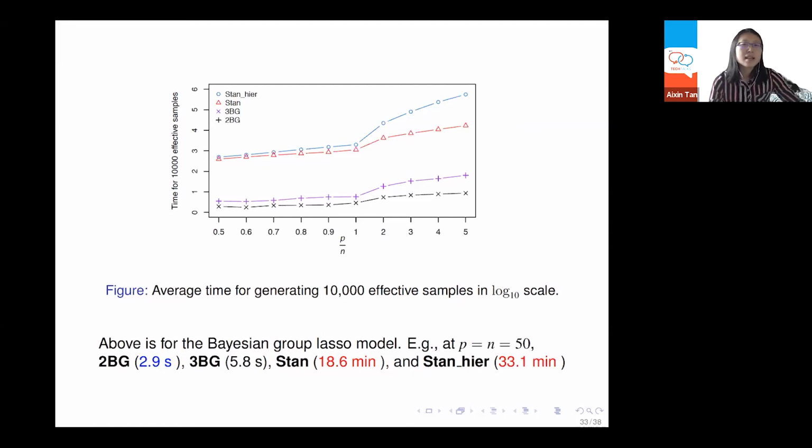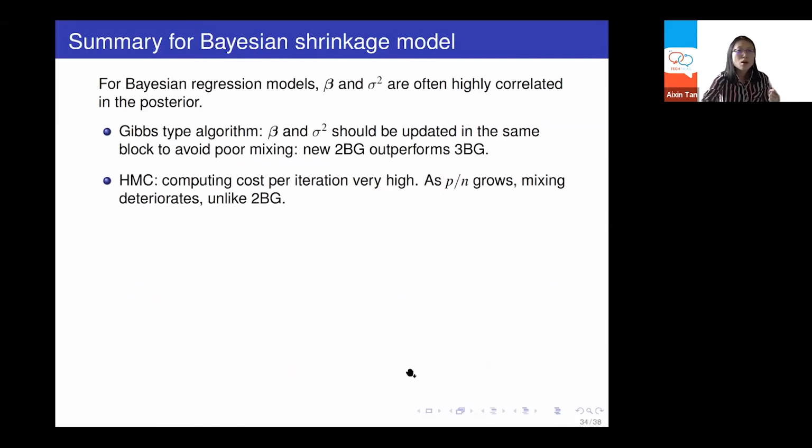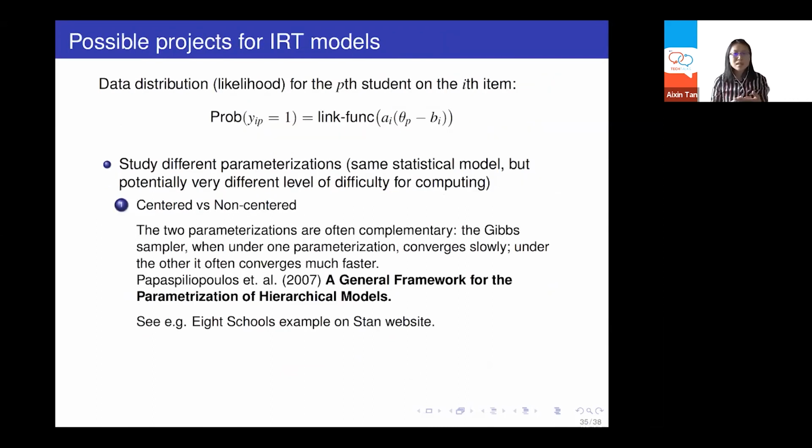Okay. All right. So this page, maybe you're a little more interested in this. I thought about possible projects of my work, how that relates to IRT models. Here is the probability distribution of the i-th student answering the j-th item correctly. Okay, you're probably familiar with this component of 2PL. So you can do a Bayesian version of this IRT model.